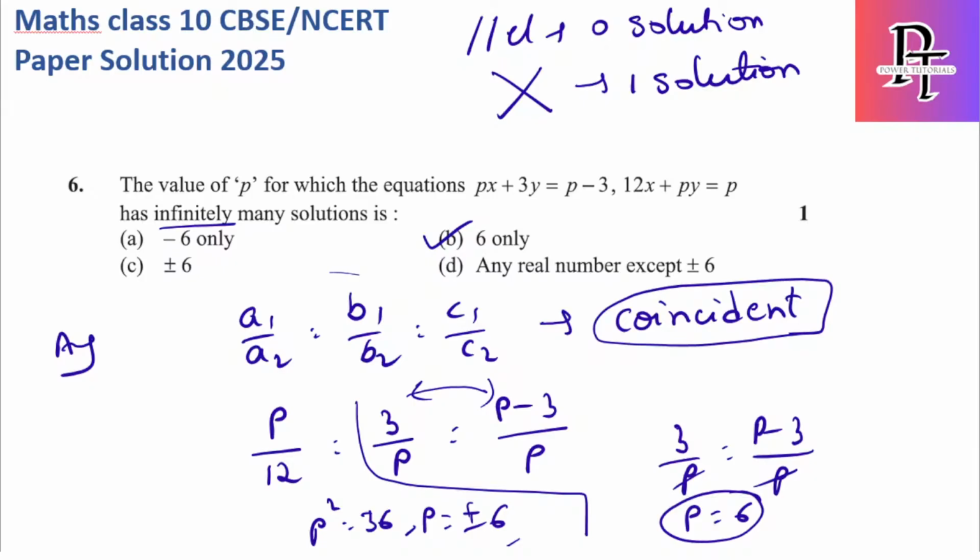Okay, you can also cross check for a second. P by 12 is 6 by 12. 3 by P, which is 3 by 6, and P, if I keep 6, I will get 3 by 6. You can find here, all are equal to 1 by 2. Hence the answer is only plus 6.